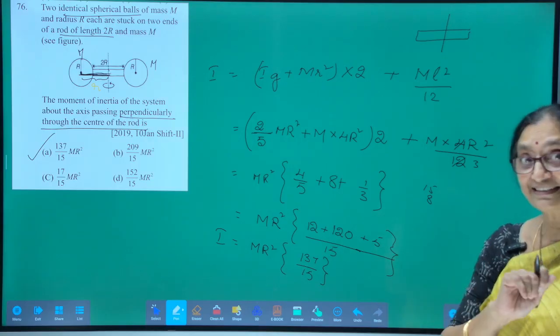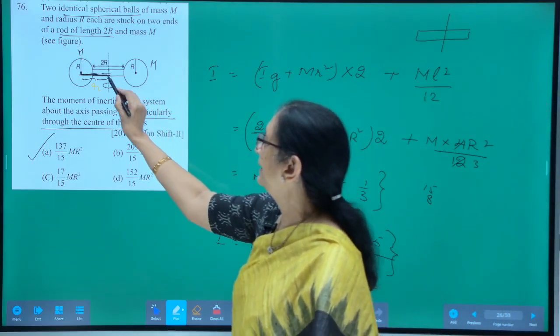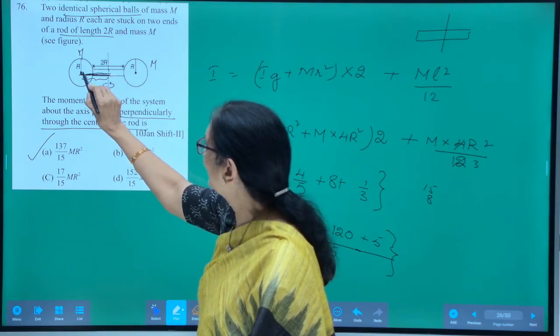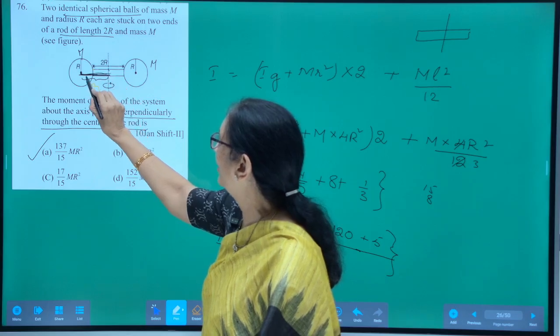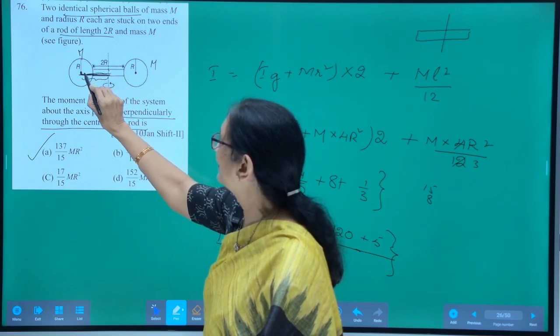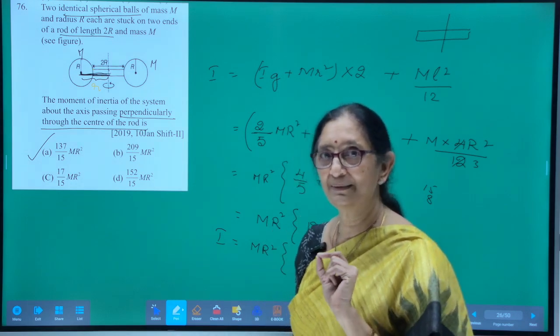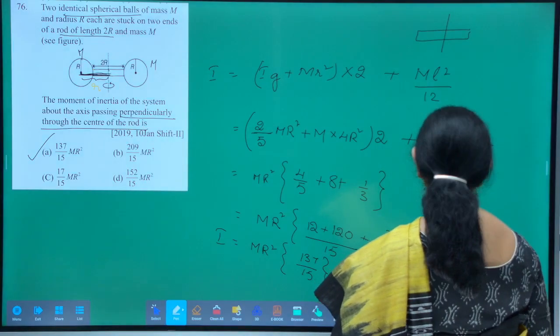Okay, here the interesting thing is the rod is kept at the edges. So, from the center of the sphere to this point, the distance is r plus r, we have to take it as 2r. That is the important point to be registered properly.